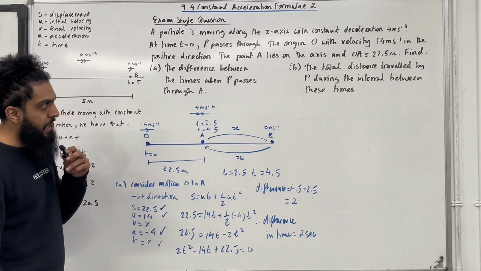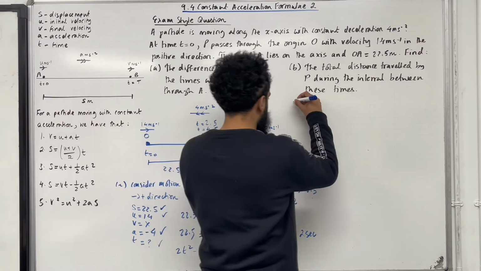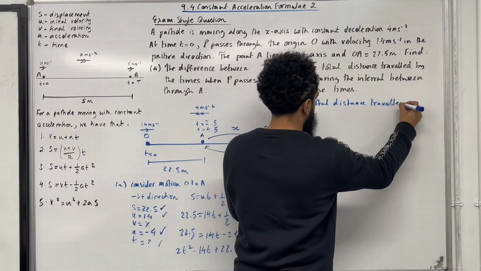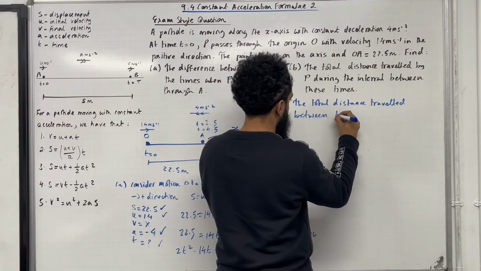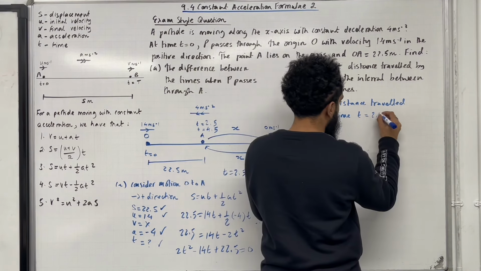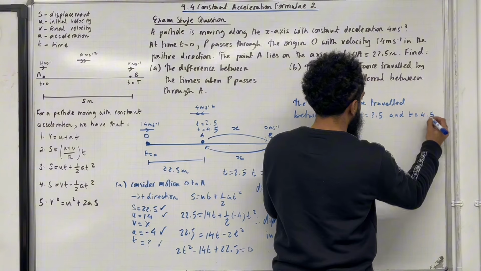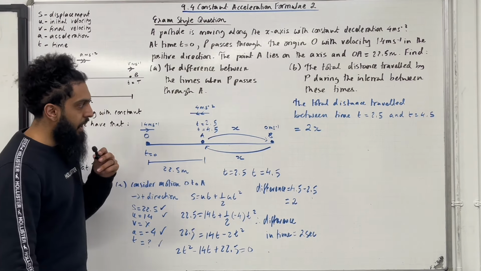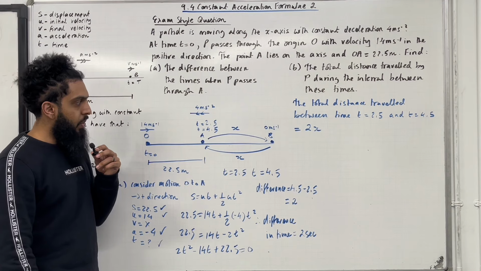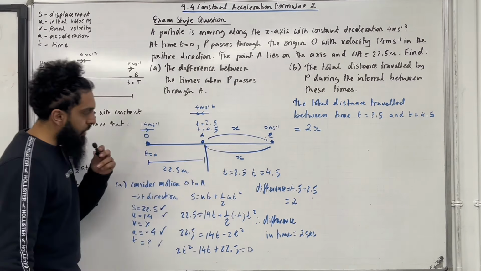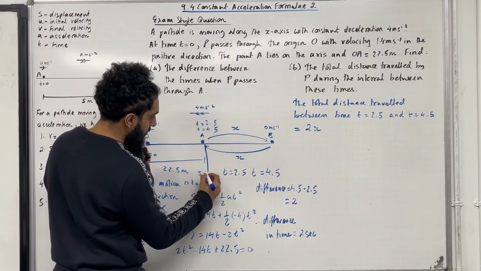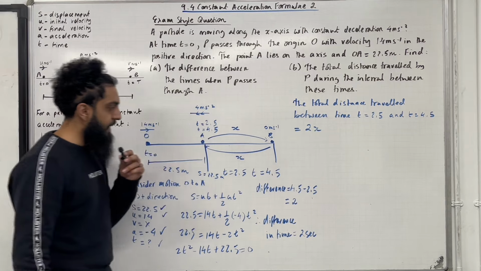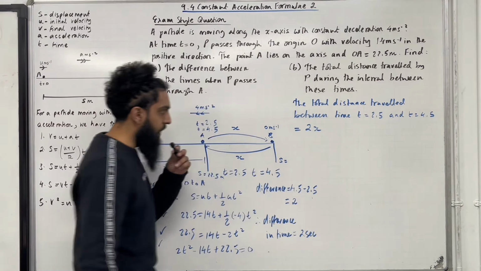So the total distance traveled by P during the interval between these times, in other words, the total distance traveled between time t equals 2.5 seconds and t equals 4.5 seconds, will equal 2x. Okay, so now our target is to work out x. How do we work out x? Well, first, we know that at point A, s, the distance, is 22.5 meters. We want to work out the distance at the point B as well. What is that distance? We need to calculate that. Okay, so I'm about to do that now.